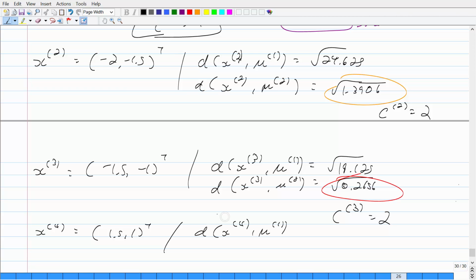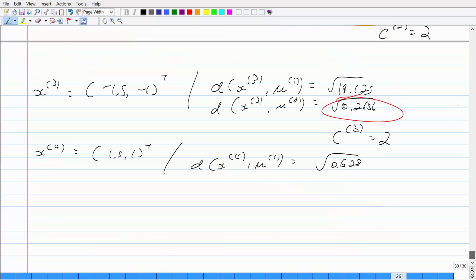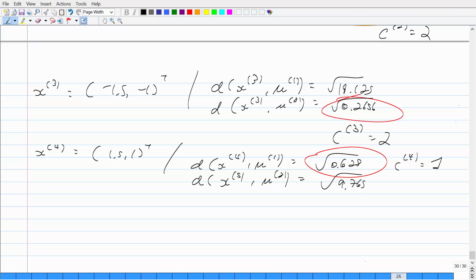I'll let you verify this on your own. This is equal to square root 0.625, and when you calculate this to the next centroid, we get square root 9.765. So this one is a smaller one, so this means that the fourth example gets assigned to cluster number 1. And then if you do it for the last two, I'm just going to write these down for you.